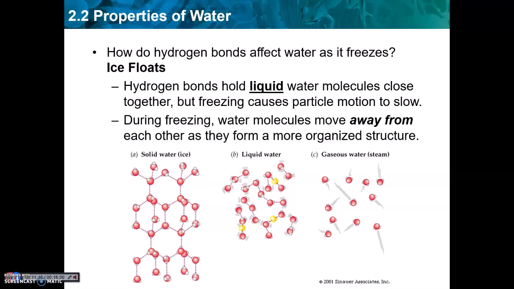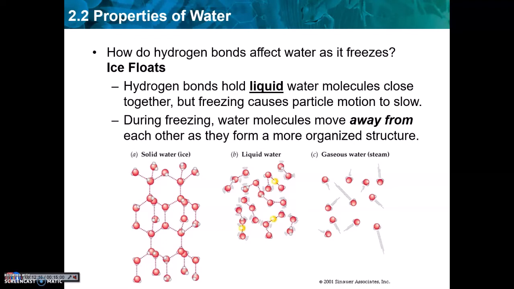Now, the reason why ice floats is because you have to really think about the states of matter. Liquid water, solid water, and water vapor, which would be the gaseous form of water. They can all exist on Earth. So this is kind of unique in terms of molecules because it's very natural for us to have all three states of water on the surface of the Earth.